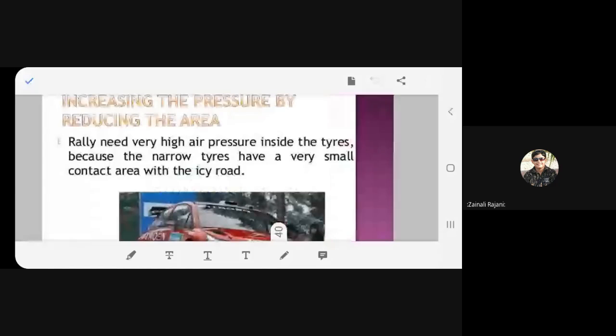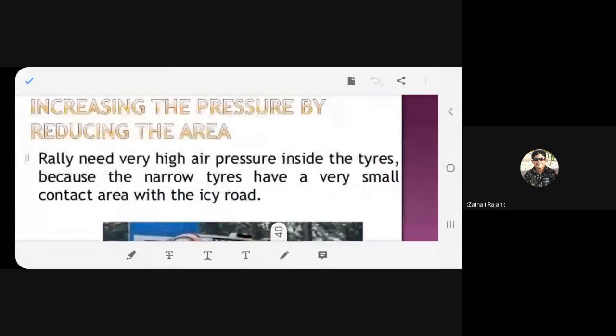See, I'm giving you all examples of increasing the pressure by reducing the area. How are we doing that? I'm giving you all the examples. Rally cars need very high air pressure inside the tires because the narrow tires have a very small contact area with the icy road.